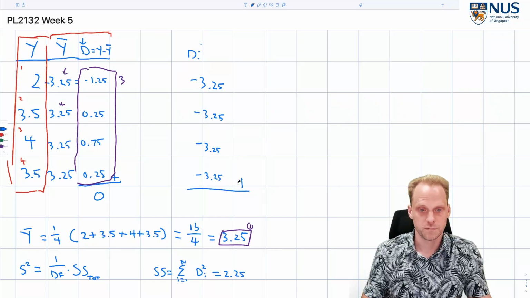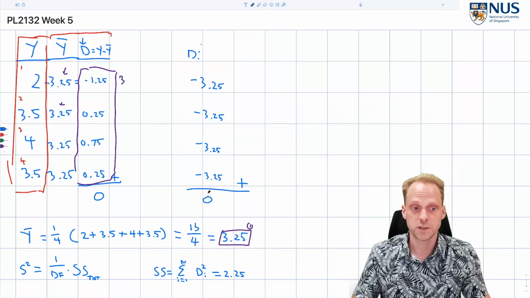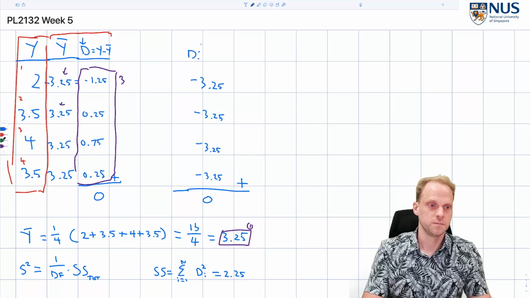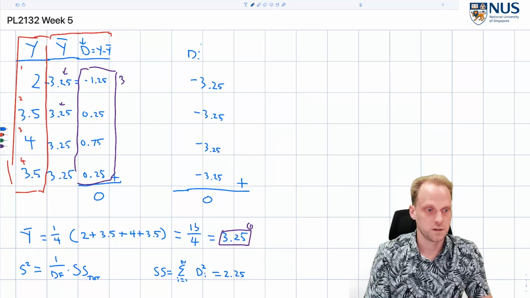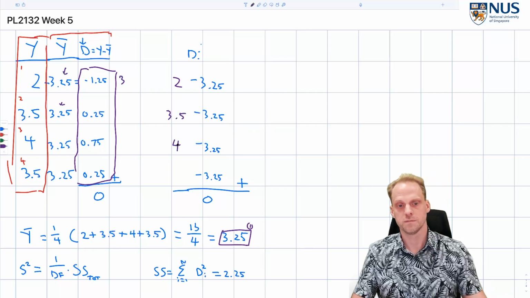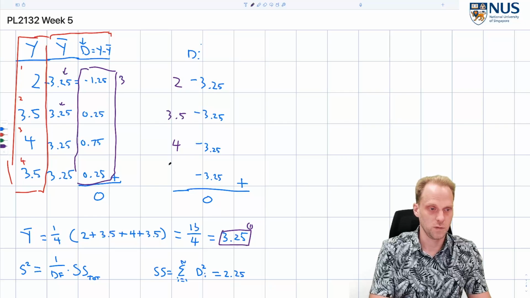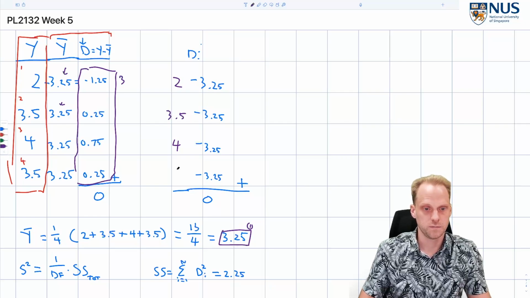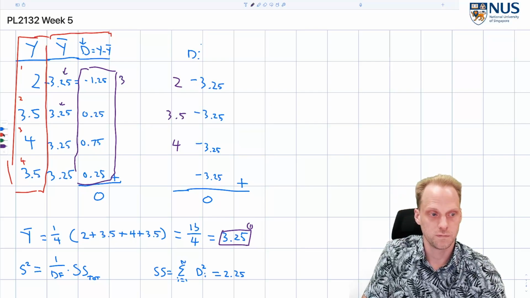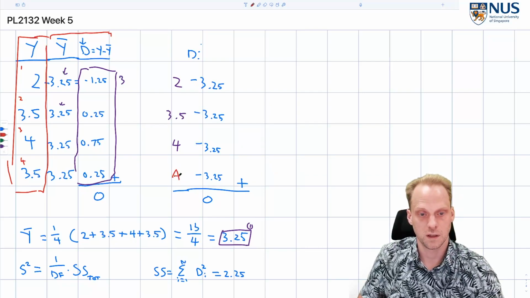We also know that the sum of these deviances should be 0 by definition. Otherwise, the mean would not be the mean and the deviances would not be deviances. And let's see what we need to add. Let's say we add information. We have to add the 2 and the 3.5 and the 4. But do we still need to add the last value? Do we need to add that? So let's call this A.